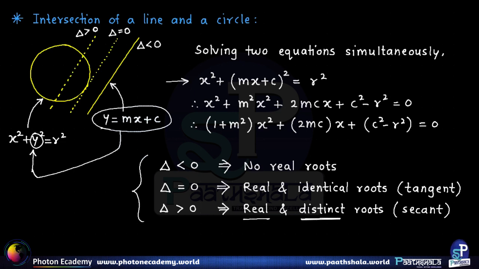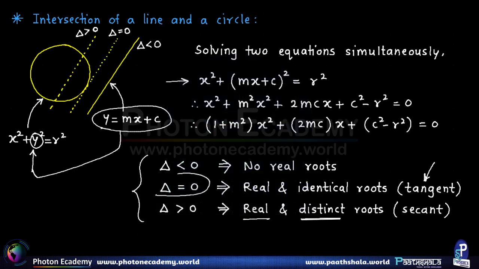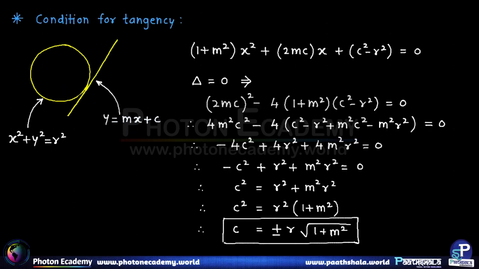Now let us focus more on tangency, that is, the condition for tangency. We start off with delta equal to 0 and develop a simple condition which we can use as a test to check whether a line is a tangent to a given circle. So this is where we find out the condition for tangency.